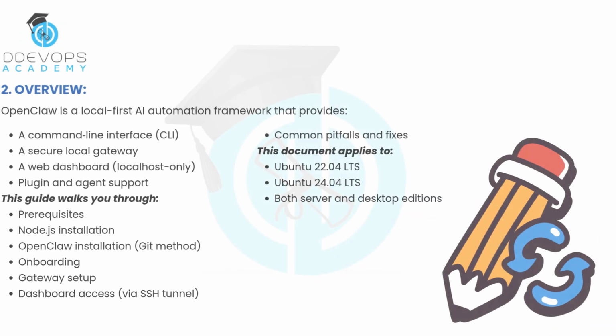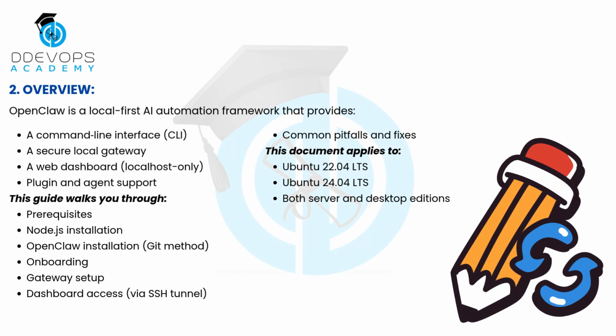Let's take a quick overview of OpenClaw. It's a local-first AI automation framework that comes with a command line interface, a secure local gateway, and a localhost-only web dashboard. It also supports plugins and agents while addressing common pitfalls with practical fixes. This guide applies to Ubuntu 22.04 and 24.04, both server and desktop editions, and will walk you through prerequisites, Node.js installation, OpenClaw setup, onboarding, gateway configuration, and dashboard access via SSH tunnel.